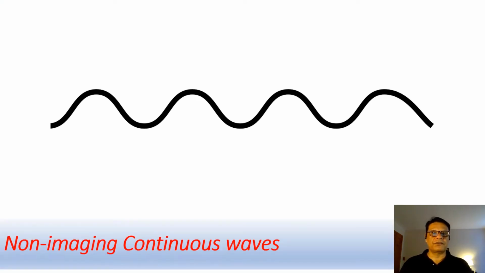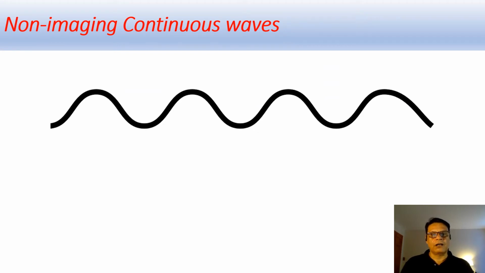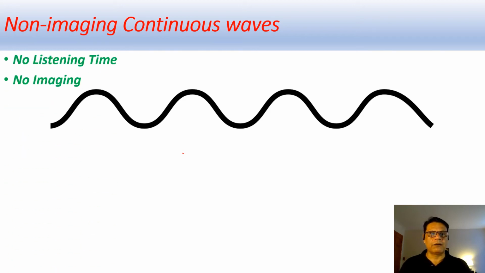So continuous waves are those waves that have no break. There are some transducers that produce continuous waves, and you see that the waves are continuously produced. There is no off time, there is no listening time. Until the transducer listens and interprets into useful information, an image cannot be formed. So no listening time, no imaging.